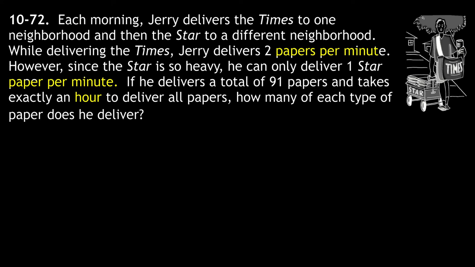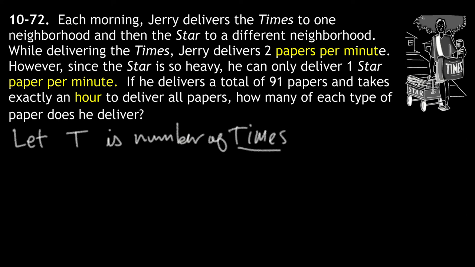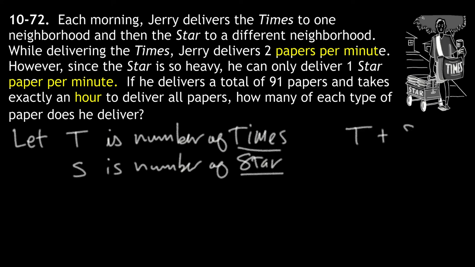So there's quite a few ways we could set this up, and it really depends on how we define our variables. I'm going to write a let statement, and I'll use S and T. T is the number of Times papers delivered, and S is the number of Star papers delivered. A simple equation: if I add the number of Times plus the number of Stars, I get 91. So that's a nice first equation.